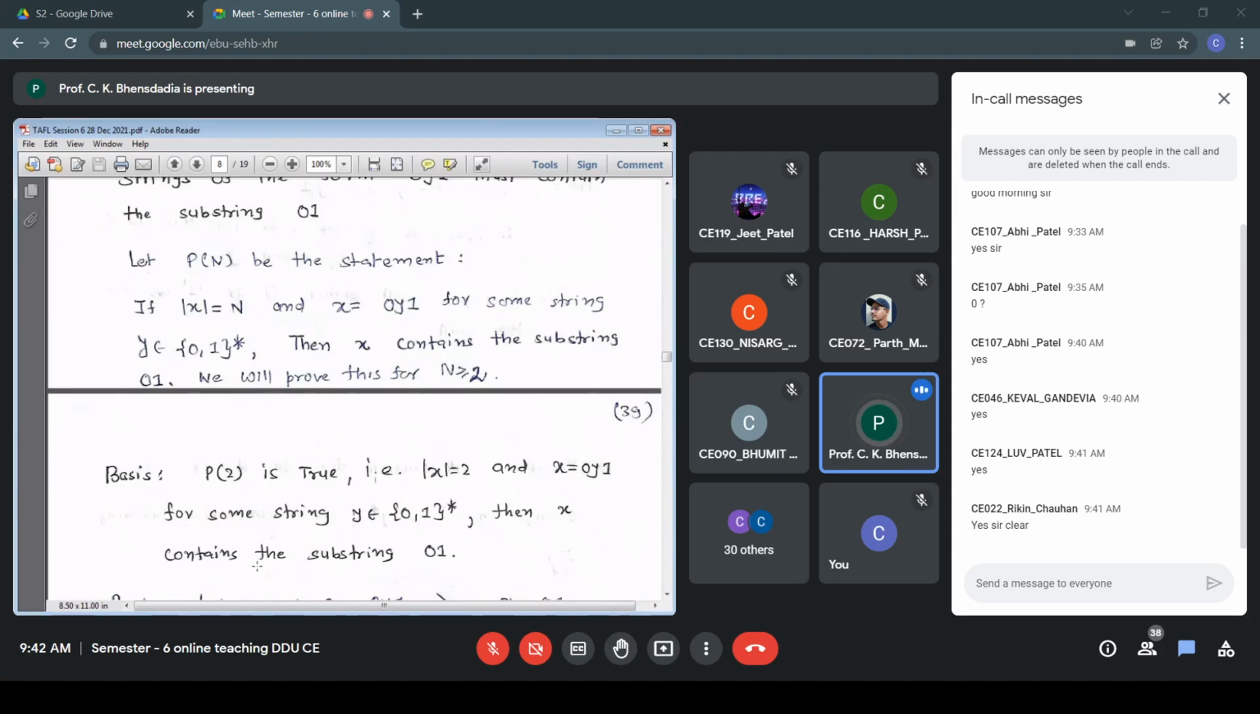How do we prove this? Sorry. How do we prove this? Keval, how do we prove this?